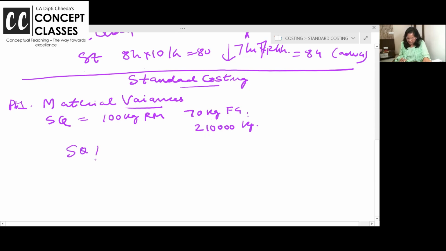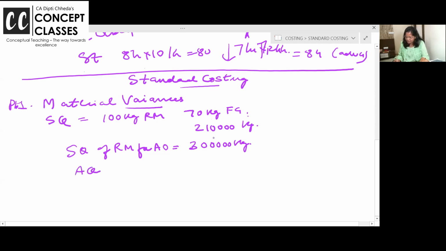So, standard quantity, I want all of you to write this whole thing very clearly. Standard quantity of raw material for actual output. 3 lakh kg. I hope you are all getting it. Standard quantity of the raw material for actual output 210 kg. Okay.